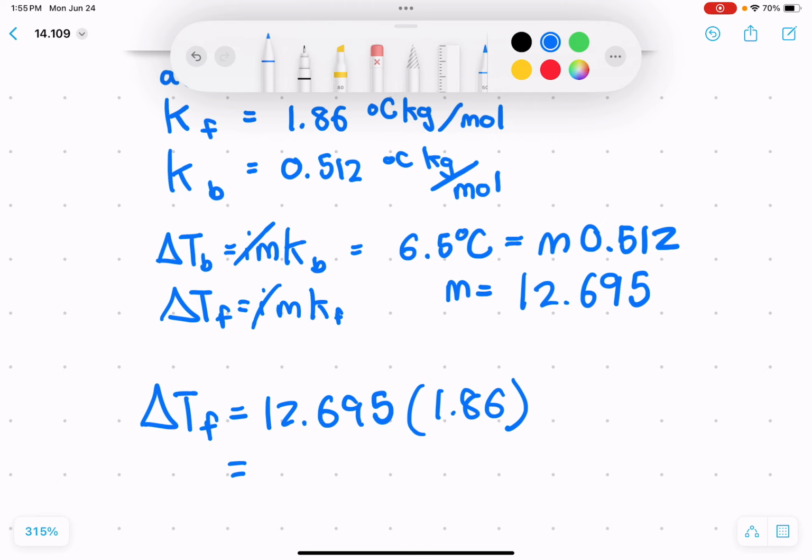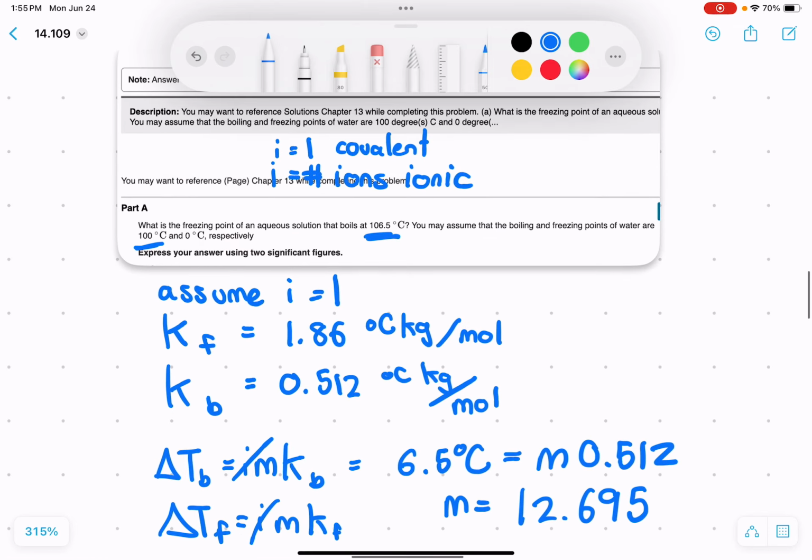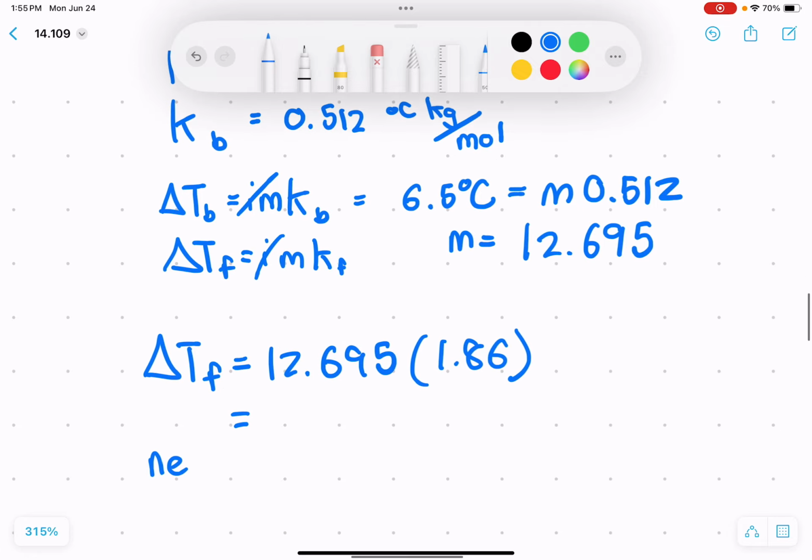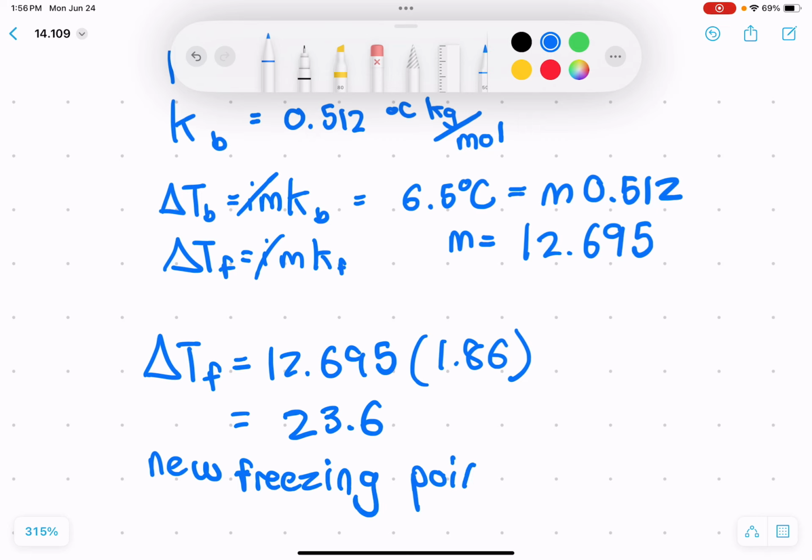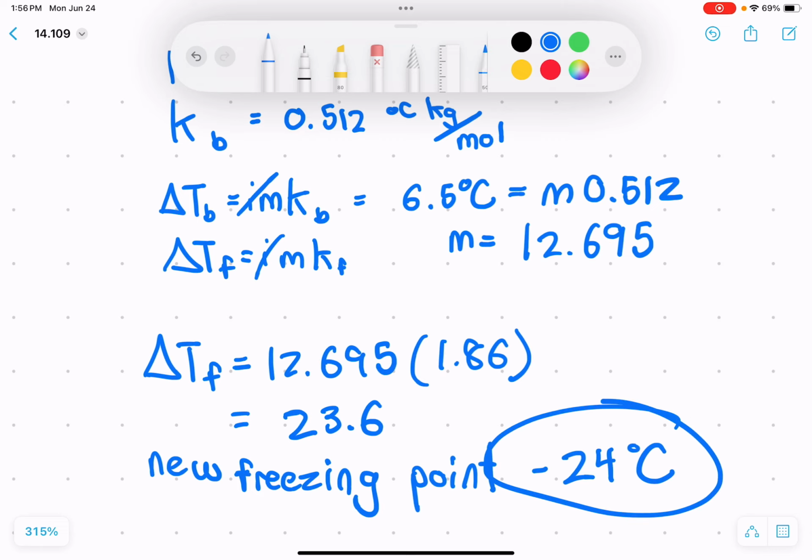Now remember this number, that's the change. So the new freezing point, which I think that's what the question asks about. Yep, what is the freezing point is going to be negative of that because the original freezing point was 0. So 12.695 times 1.86 means that the new freezing point is negative. So this number is positive, 23.6, which means that the new freezing point, and it says 2 sig figs, so I'm going to go ahead and give that as negative 24 degrees Celsius. Okay, so you're using both of those equations in order to do the problem.